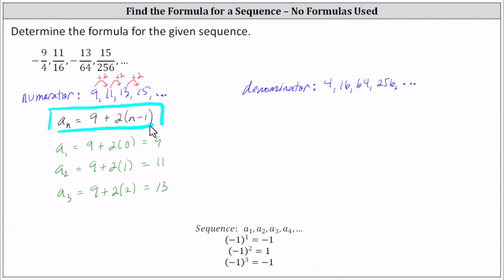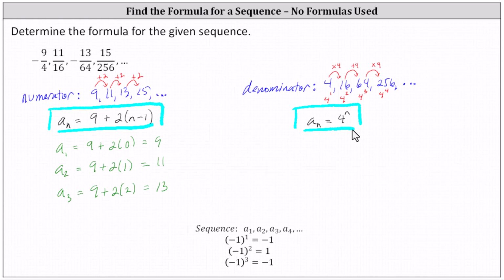And now let's look at the denominator. Analyzing the sequence, notice the pattern of multiplication. We have 4 times 4 equals 16. 16 times 4 is 64. 64 times 4 is equal to 256, and so on. Recall that repeated multiplication can be expressed using exponents. Also notice 4 is equal to 4 to the first. 16 is equal to 4 squared. 64 is equal to 4 cubed. And 256 is equal to 4 to the fourth power, which indicates the correct formula for the denominator is simply a sub n equals 4 to the power of n.